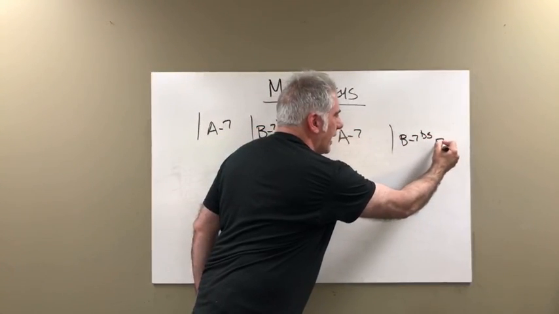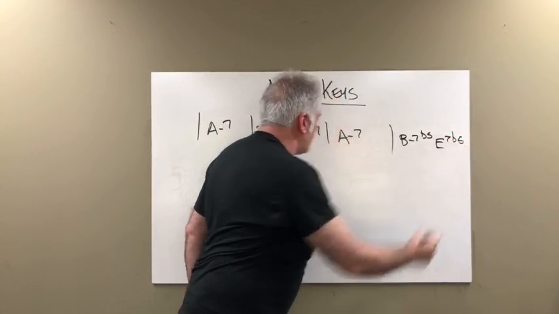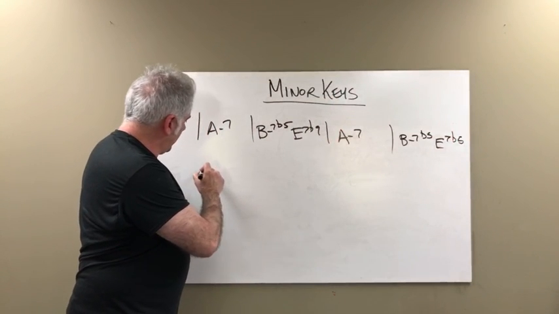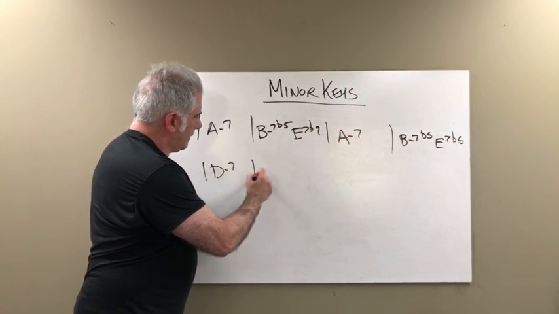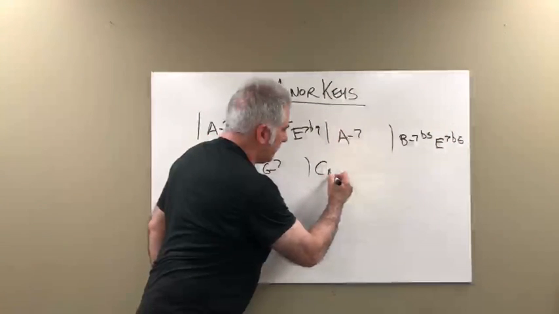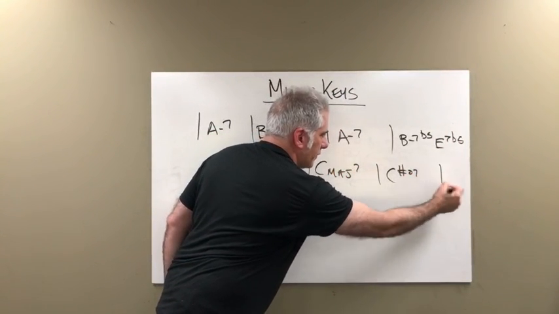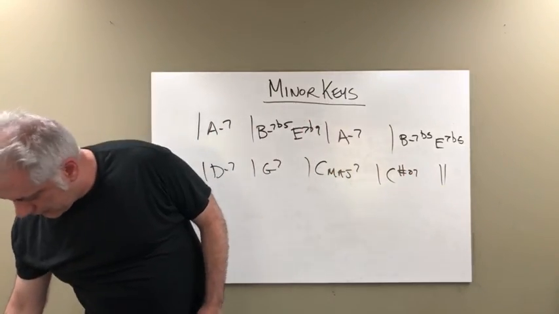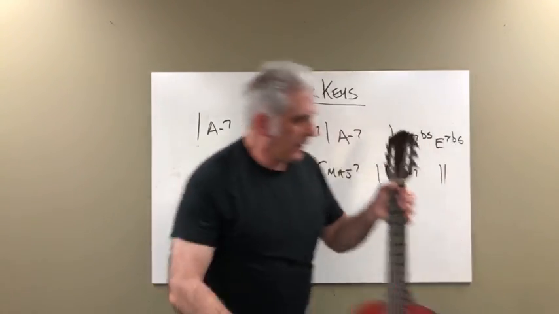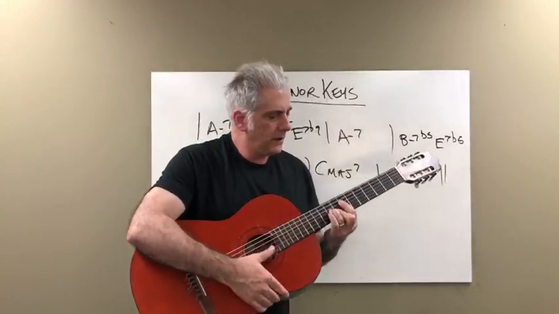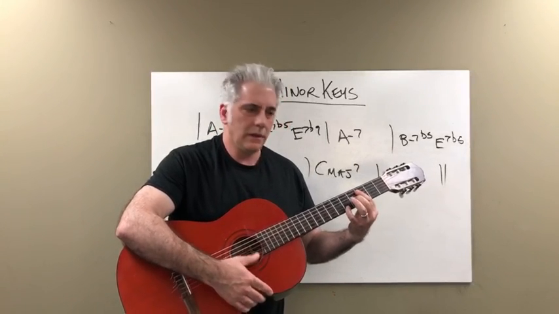This is a tune called Black Orpheus. This is a kind of old school jazz tune. That's all I'll do. I'll just do the beginning of it. It goes like this. Starts in here.